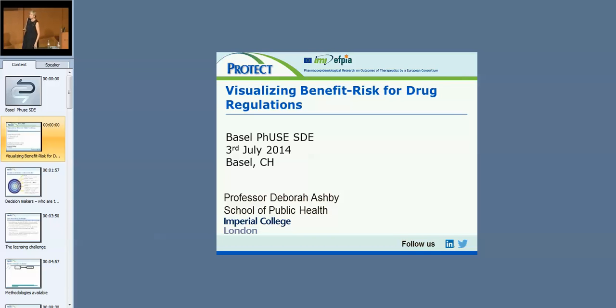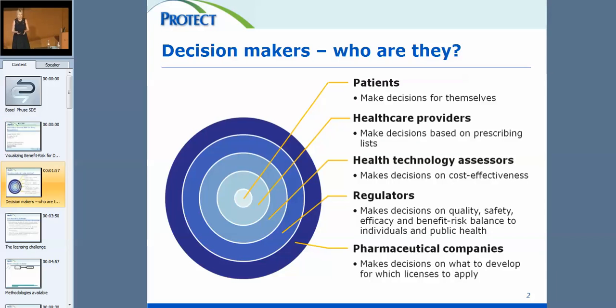So to start with, in this whole project, we're talking about decision making. And it's worth making a few remarks about who decision makers are, because it drives a lot of what you do. It then drives who you're doing, for example, visualizations for. So I would say that a patient makes decisions for themselves, but very much in discussion with their healthcare provider. Their healthcare provider is constrained by what's on their prescribing list, which is usually, in most jurisdictions these days, very much affected by what the health technology assessment people think. That depends on cost effectiveness, but they can't look at things until the regulators have pronounced. And the regulators make decisions, but they can only make decisions on things that pharma have asked them to make decisions on.